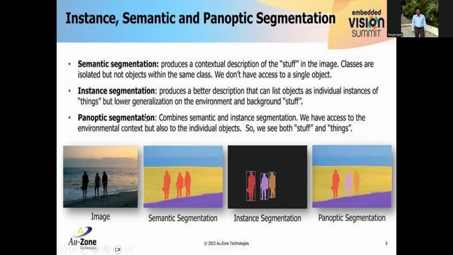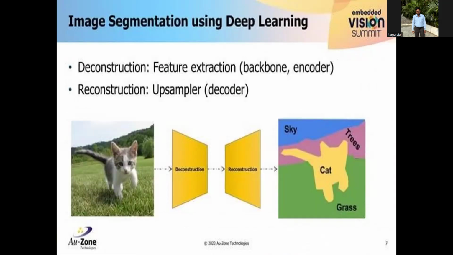Then panoptic segmentation combines the features of both semantic and instance segmentation. This is helpful to know the environmental context, like this, 1, 2, 3. Generally we follow semantic or instance segmentation only. Here is the image segmentation using deep learning.